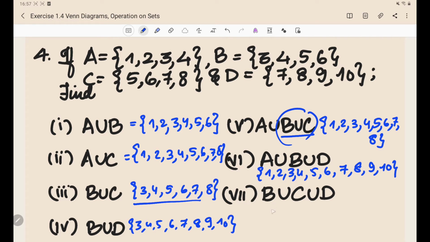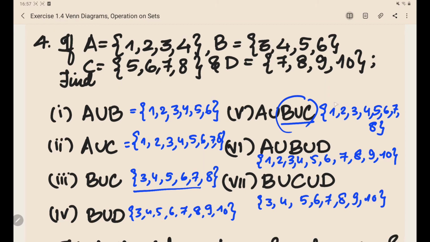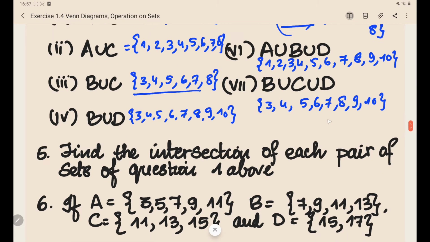Again, what is B union C union D? B union C we already know, so the elements are 3, 4, 5, 6, 7, 8, 9 and 10. These are the elements of B union C union D. With this, the fourth question is over. And now let's discuss the fifth problem: find the intersection of each pair of sets of question 1 above.